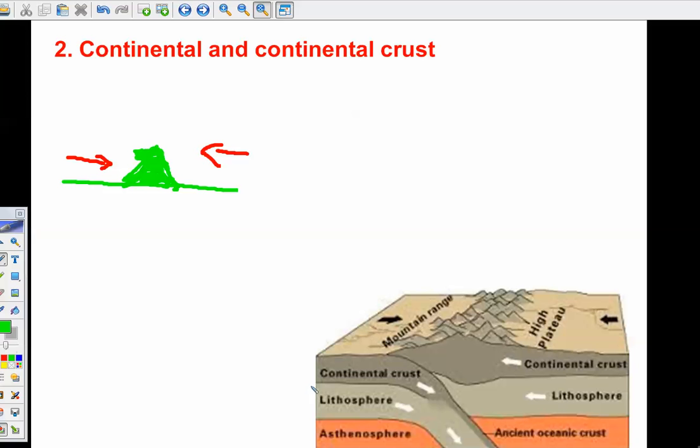And if you can look at the picture down here below, you see two types of crust pushing, and they end up pushing up and a mountain range forms. So that's what takes place at a convergent boundary when you have two continental plates.